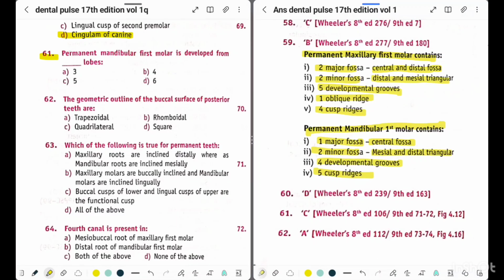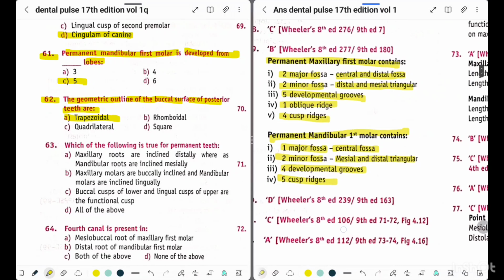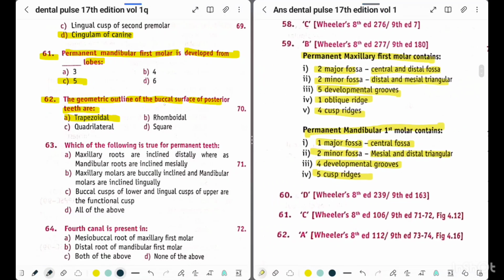So question number 61, permanent mandibular first molar is developed from how many lobes? So its answer is C, 5. We have studied about this question in previous video also. So its answer will be 5. Question 62. The geometric outline of the buccal surface of posterior teeth are. So its answer is trapezoidal. Okay. The geometric outline of buccal surface of posterior teeth are trapezoidal.